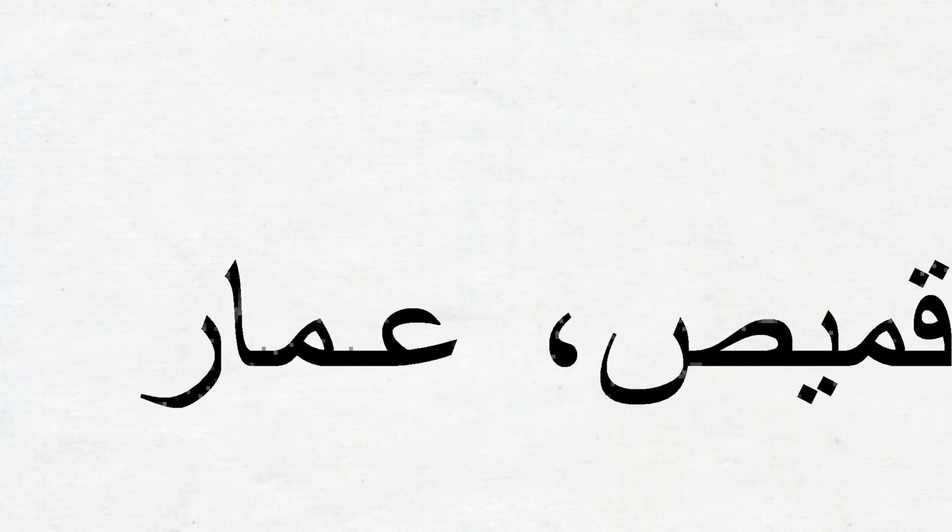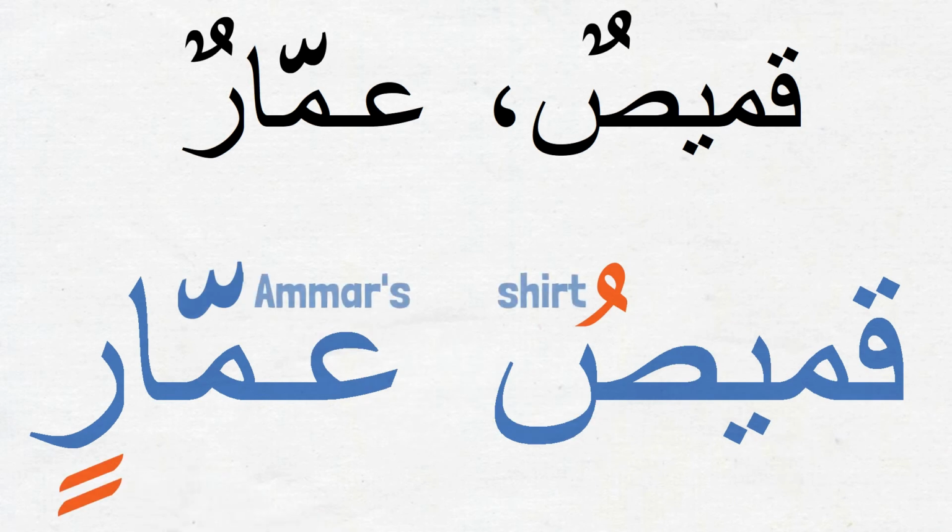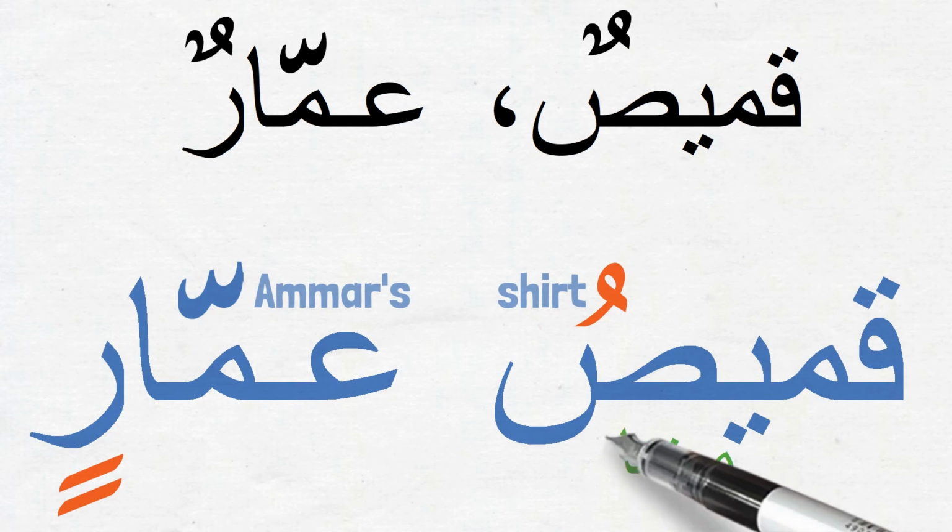Next we have qamisun and ammarun. What will be the idafa combination? Qamisu ammarin. Ammar's shirt. Qamisu is the mudaf, and ammarin is the mudaf ilayh.